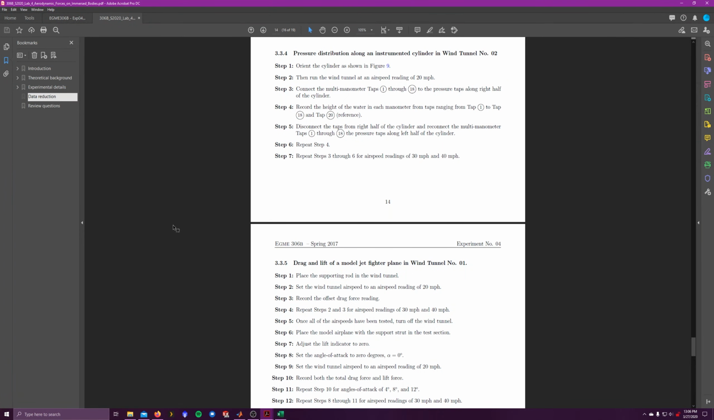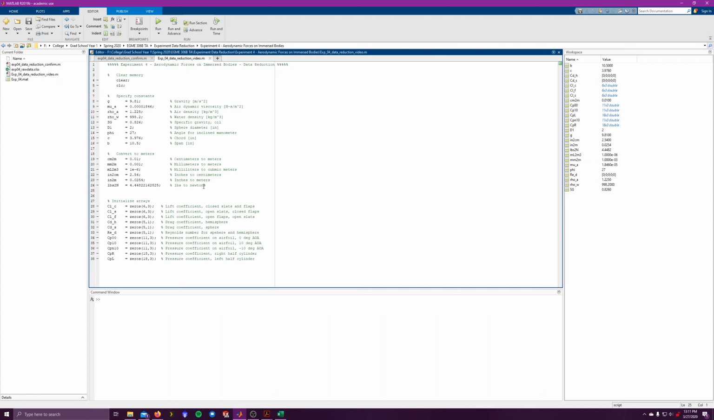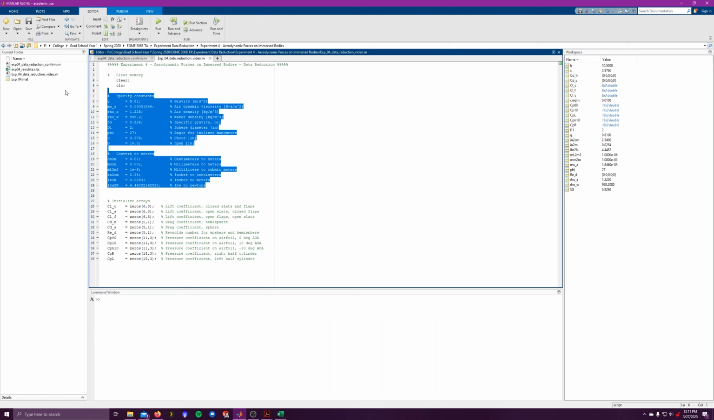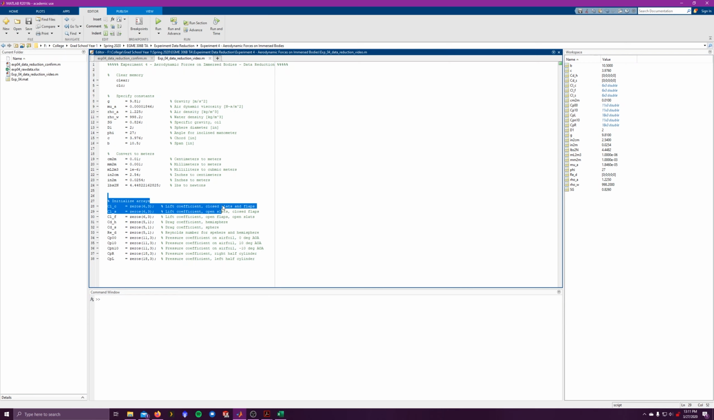Okay, so anyways, we'll get started now with the data reduction. What I've done here is I've started this out like every experiment. I've cleared the memory, I've specified some constants here, and then I've converted some of my units here. So you can read through these sections yourself, they're pretty self-explanatory.